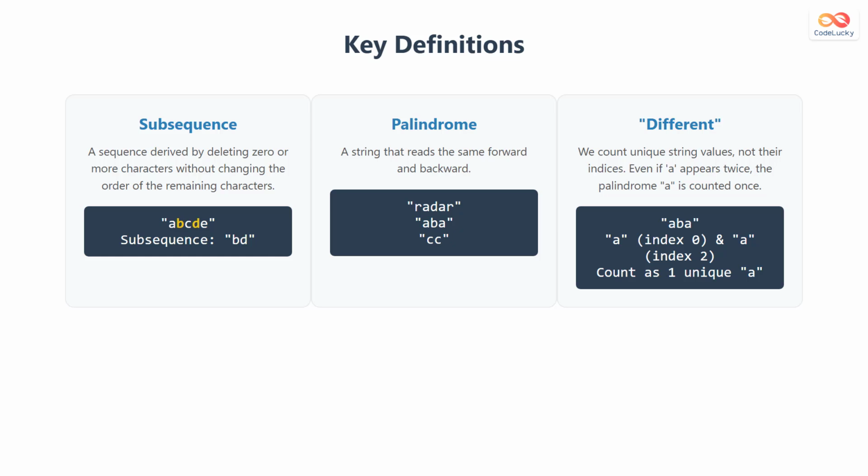Before solving, let's clarify three key concepts. A subsequence is formed by deleting characters without changing order. A palindrome reads the same forwards and backwards. Most importantly, different means we count unique string values, not just indices.